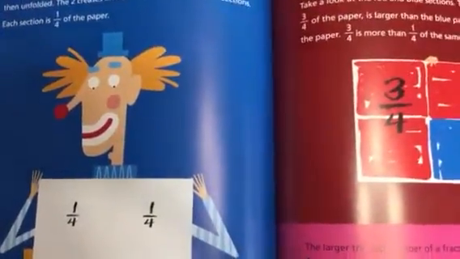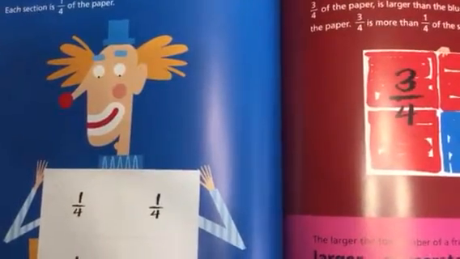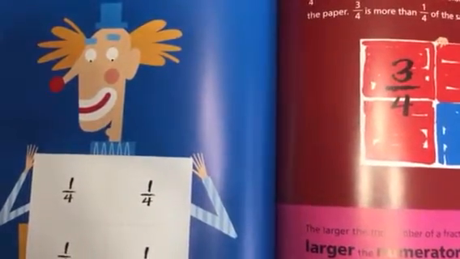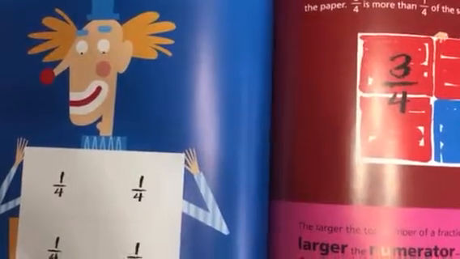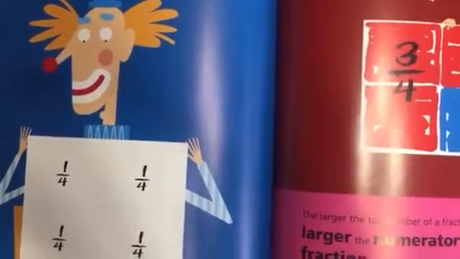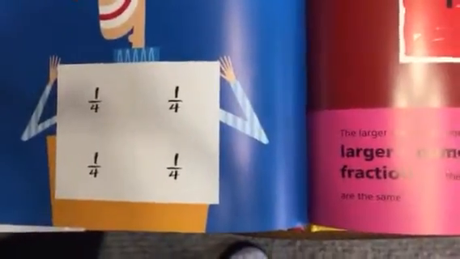Folded sheets of paper and crayons can teach you about numerators and denominators. Here's a sheet of paper that has been carefully folded twice and then unfolded. The two creases divide the paper into 4 equal sections. Each section is 1/4 of the paper.